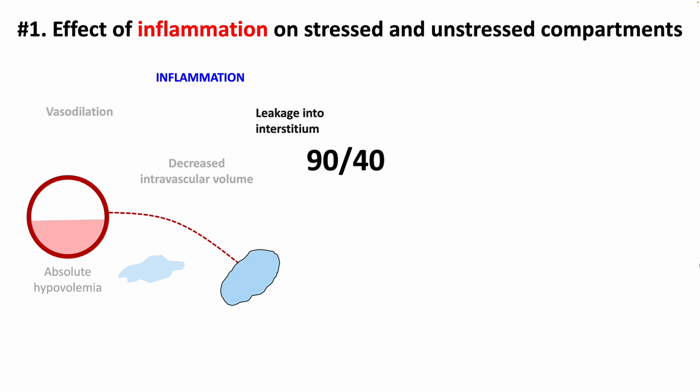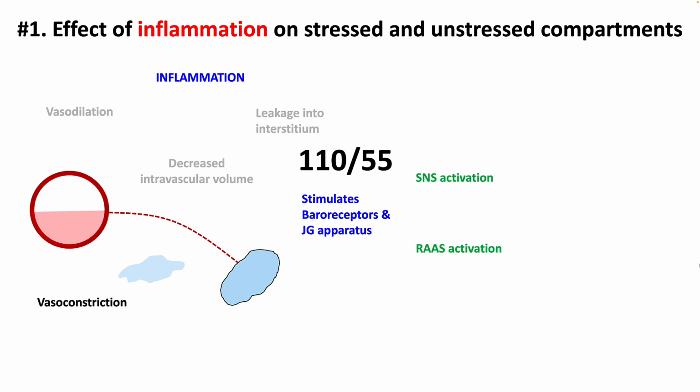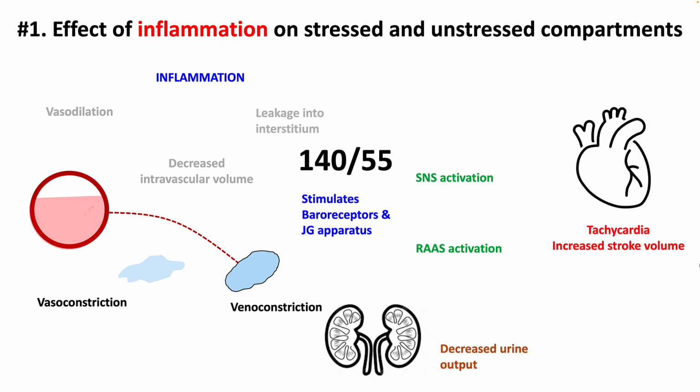compartment. When your perfusion pressure drops, it stimulates your baroreceptors and JG apparatus, and this results in sympathetic nervous system and renin-angiotensin-aldosterone system activation. They cause vasoconstriction, venoconstriction, tachycardia and increased stroke volume to increase the cardiac output, and decreased urine output.